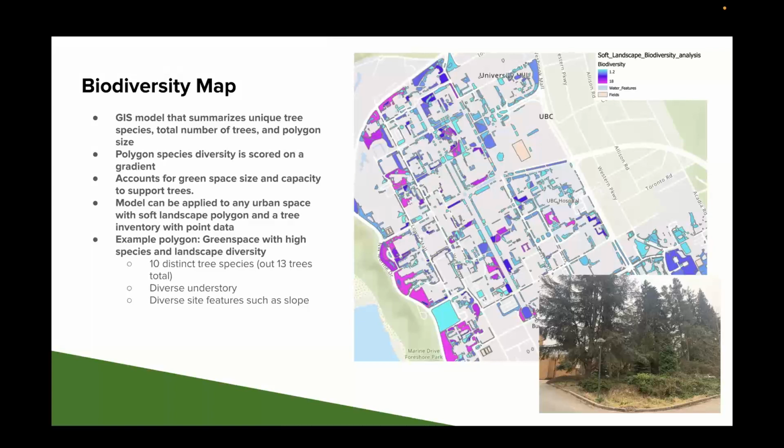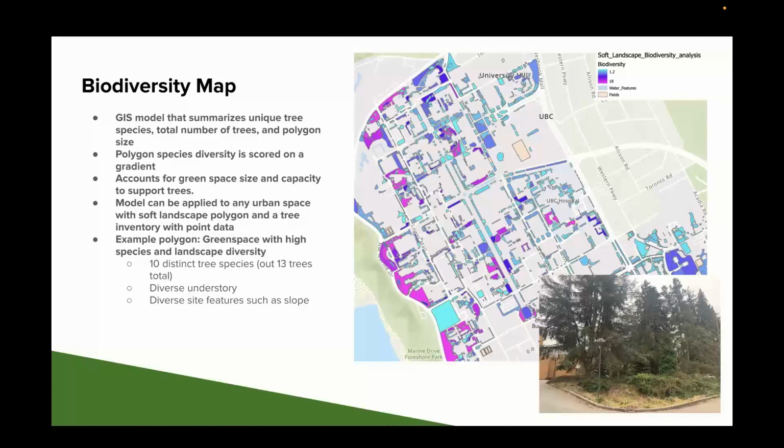As you can see in the bottom right, this polygon has 10 distinct tree species out of a total of 13 trees. It has a very diverse understory with a lot of shrubs, and it has diverse site features that feature slope and create smaller microclimates.